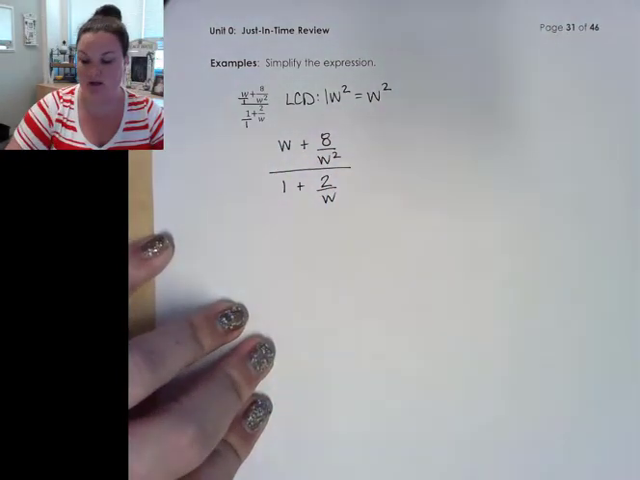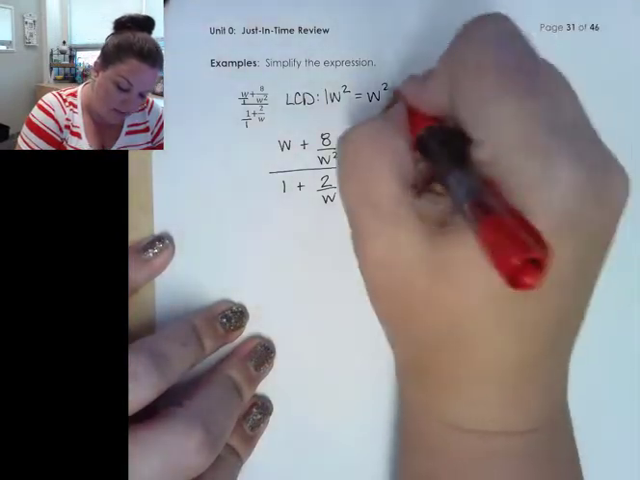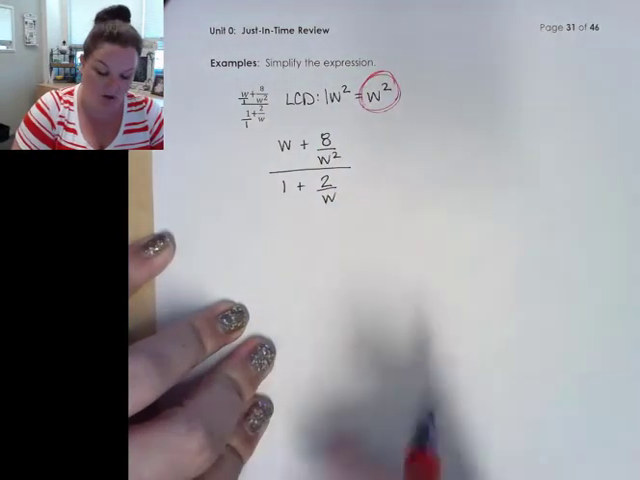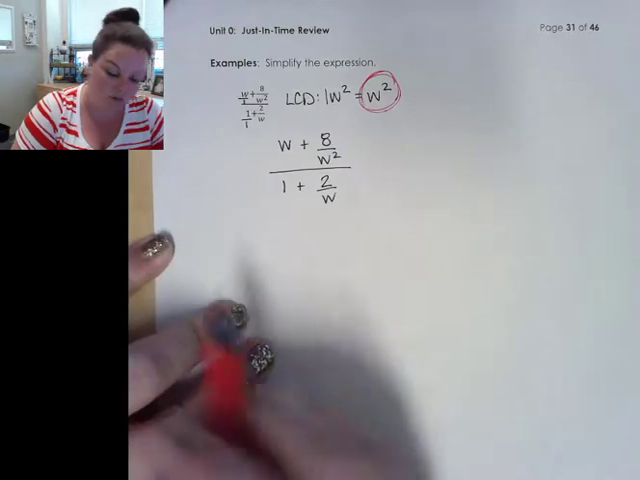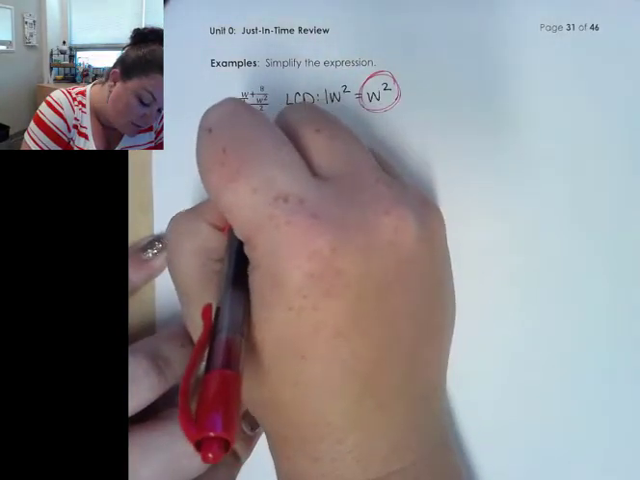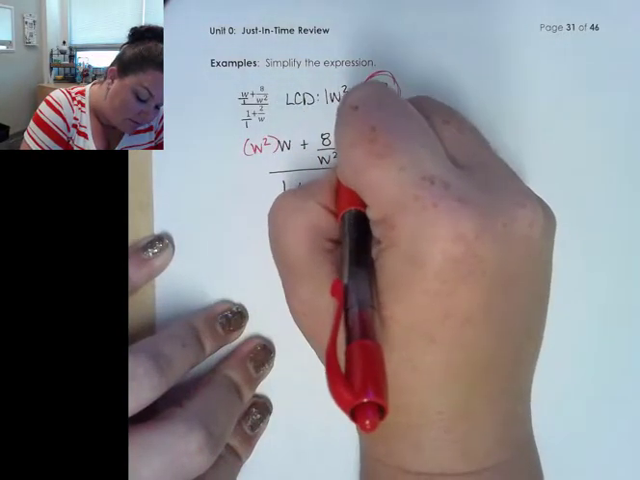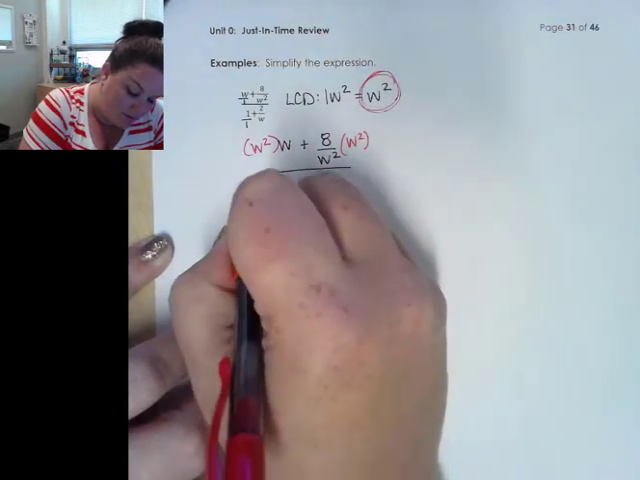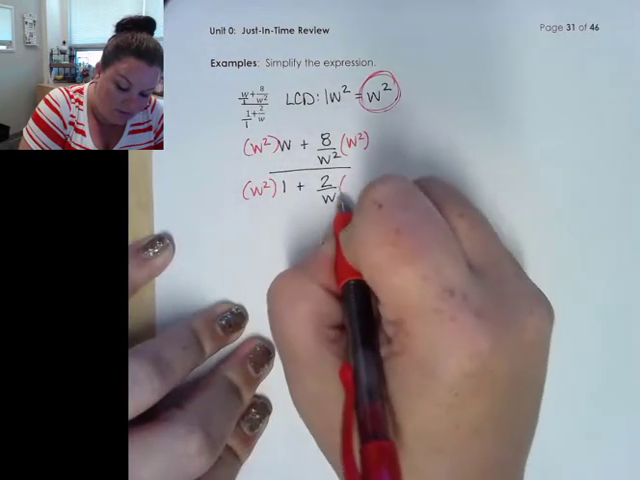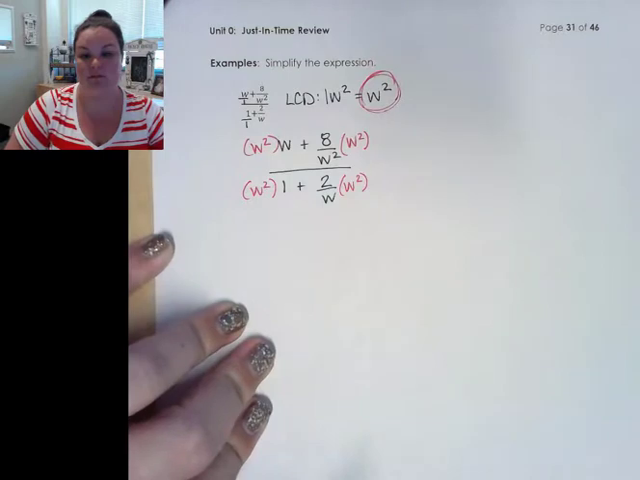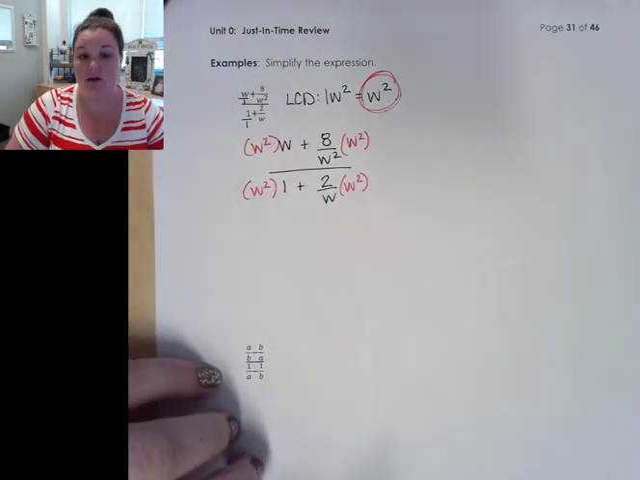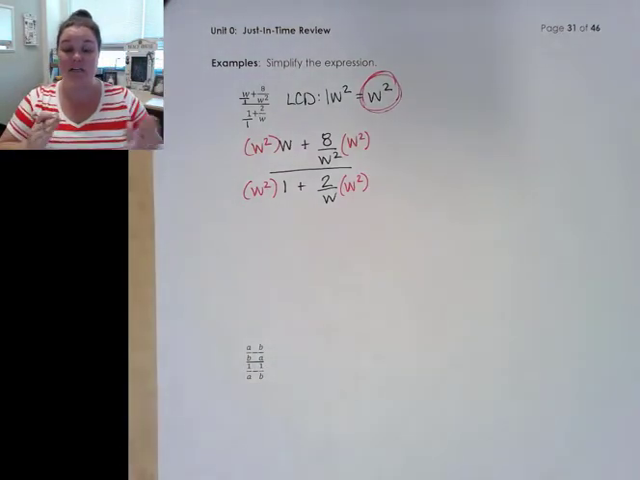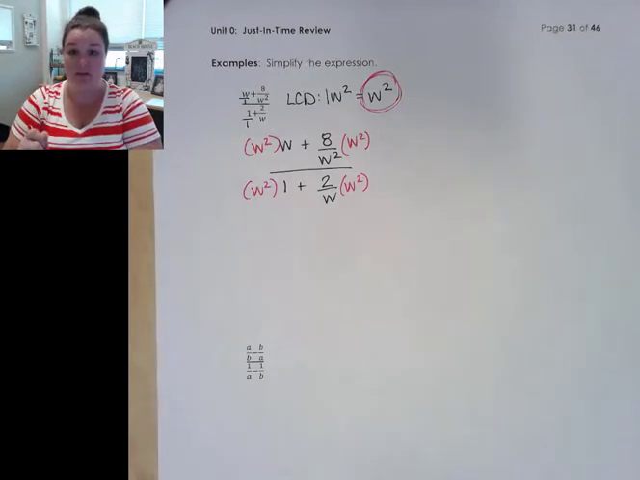I'm just rewriting it, okay? So what I want to do is take my least common denominator and multiply it by every single term. So I'm going to multiply this one by w squared, this one by w squared, this one by w squared, and that one by w squared. Because if I multiply every single term by w squared, I should be able to cancel out all my denominators.